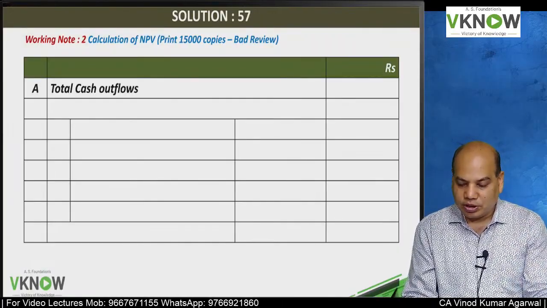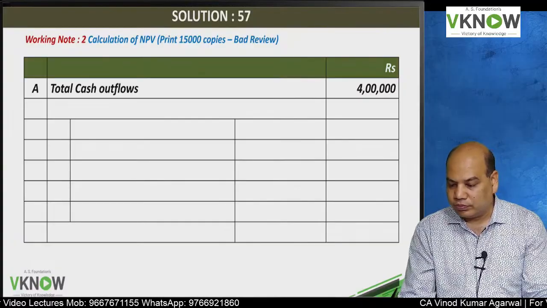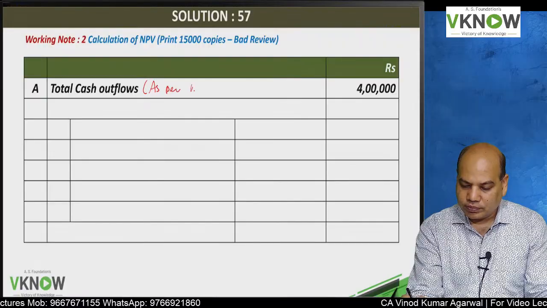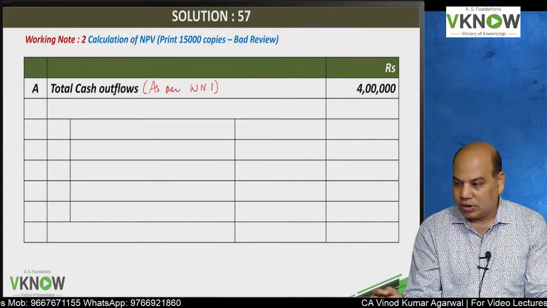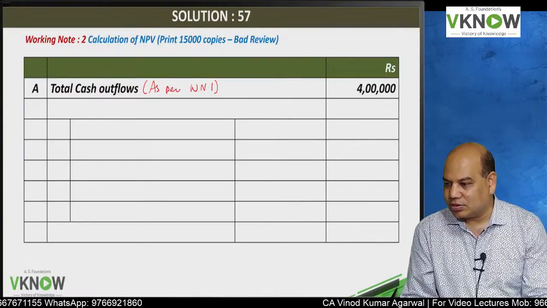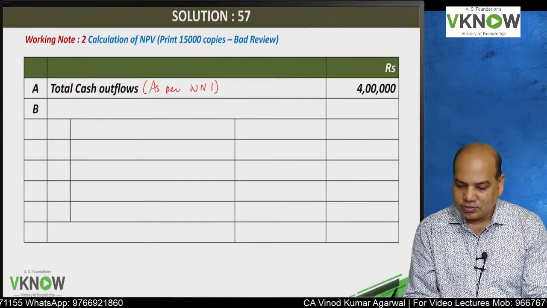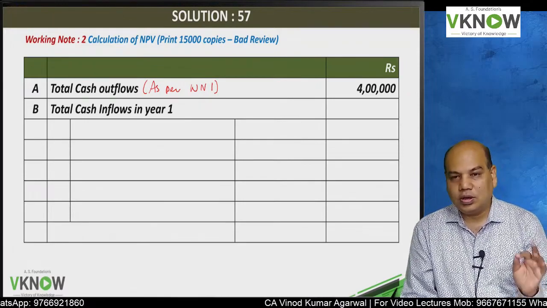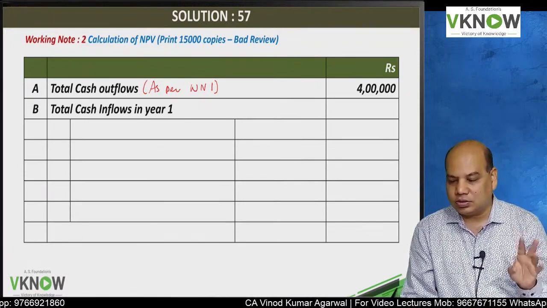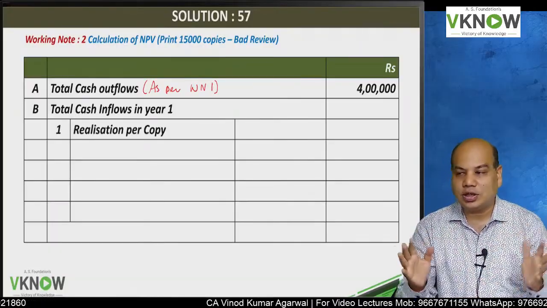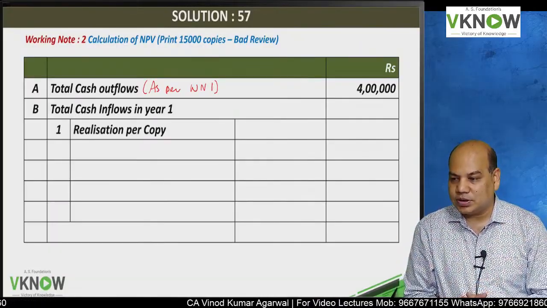So write down point number 8, total cash outflow 4 lakh as per working note 1. So we are not writing 1 lakh plus 3 lakh equal to 4 lakh again. And then write down total cash inflow in year 1. Only your first year sale will be there, that too 2,000 copies. So this is a very good question to understand the printing of books business.